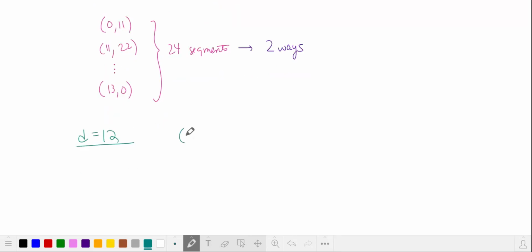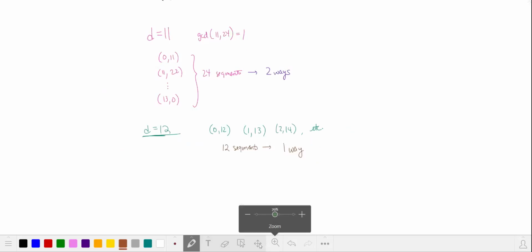One segment that we can pick is 0, 12. It's not going to share a vertex with any other segment. We can also create segment 1 to 13, 2 to 14 and so on. There are no other segments with this length that share vertices 1 and 13 or vertices 2 or 14. Here we have 12 segments of the same length and 1 way to choose them.